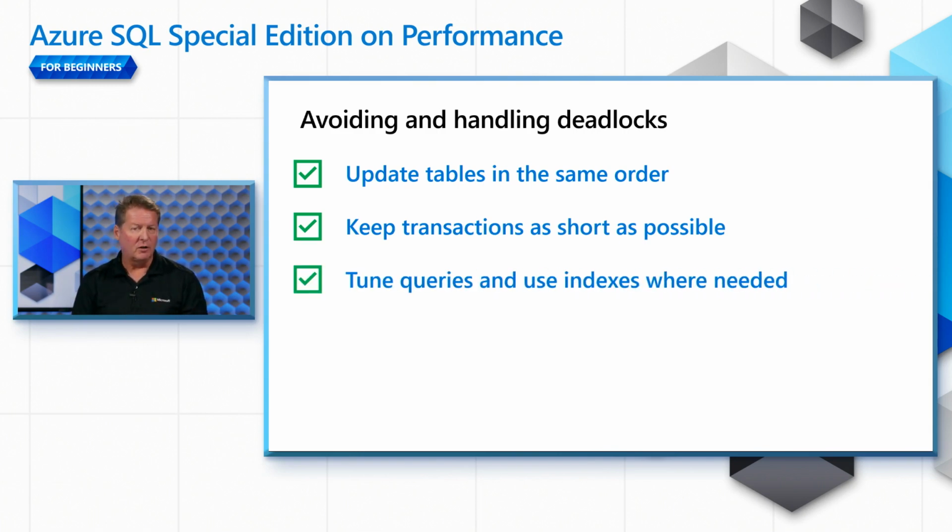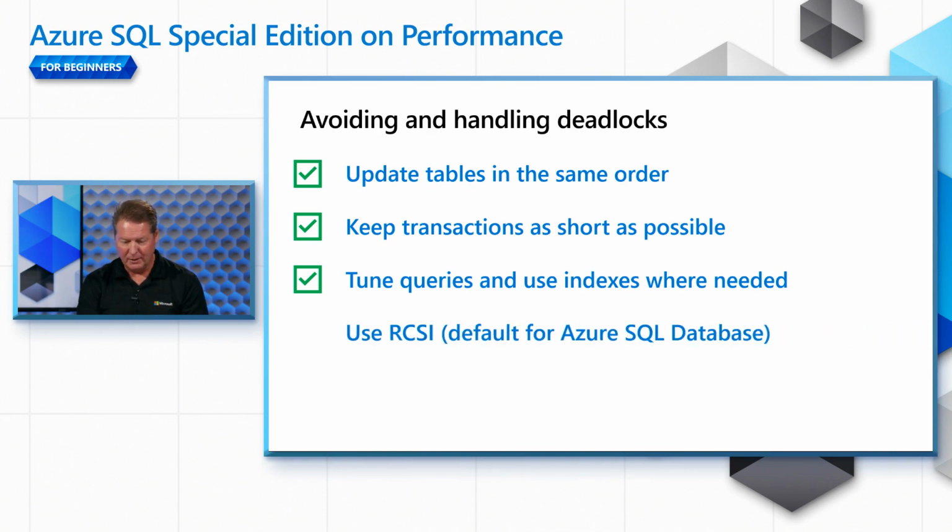So tuning queries and using indexes are always a great practice. In this case, making sure you have your queries tuned and using indexes can shorten query durations, therefore helping to avoid deadlock problems. And make sure you're using the right isolation levels. We talked about the read committed snapshot isolation level, which is the default for Azure. Make sure you're trying to use that in your application. Don't turn that off in Azure Database to help you avoid blocking, which of course could help you avoid deadlock problems.